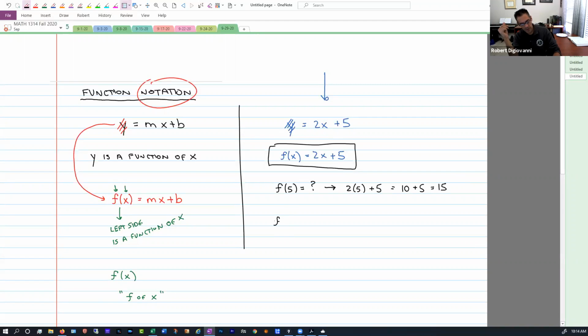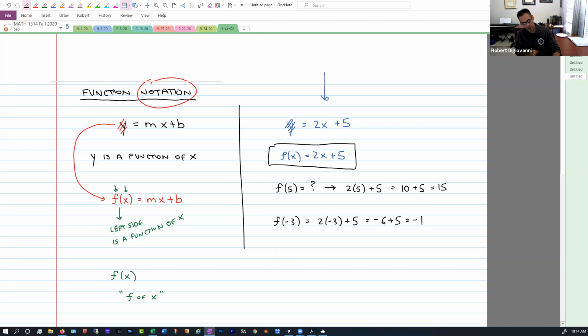What if I asked you to do this? So here I'm asking you to replace the x with what? -3, right? So we do the same thing. 2 times -3 plus 5, that's going to give us -6 plus 5, which equals -1.